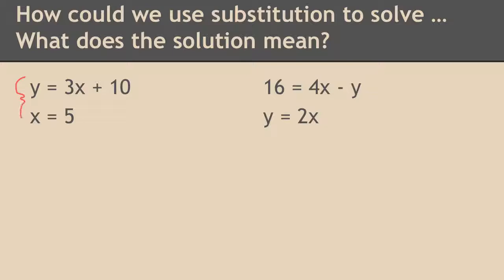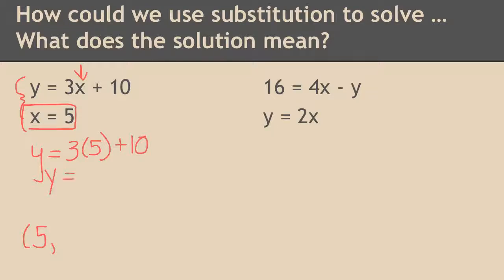So here I have my first system, and I already know what x equals, which is nice because I can start my ordered pair. I know x is 5. So then I can simply substitute right here and solve for y. So I'm going to rewrite that first example. y equals, instead of 3 times x, I'm going to have 3 times 5 plus 10, and I just calculate that out. That is 15 and 10. So y is going to be 25. The ordered pair that is the solution to this is 5 from my second equation and 25 from the substitution.